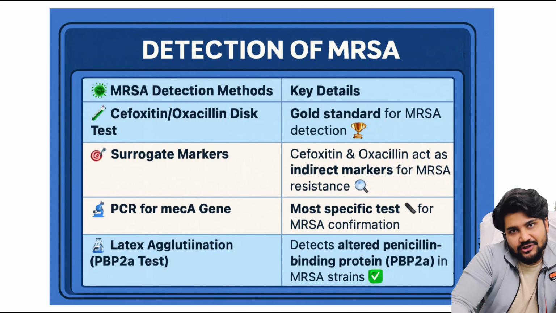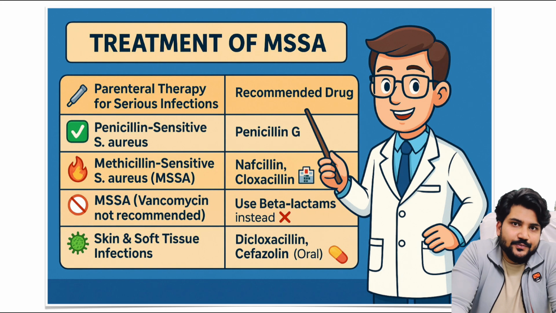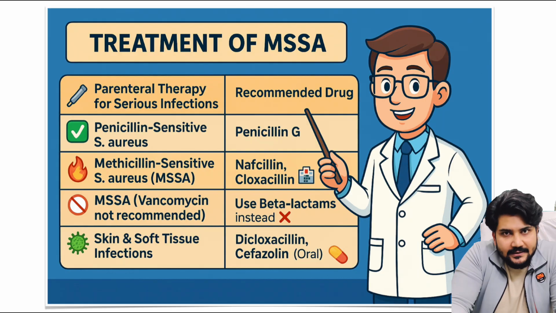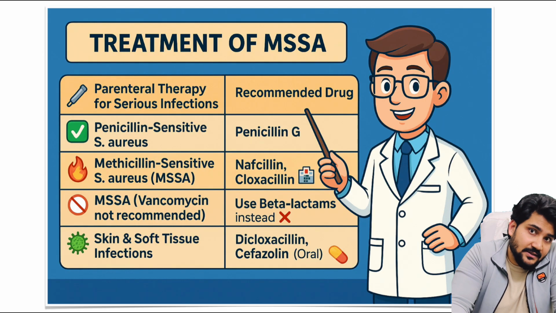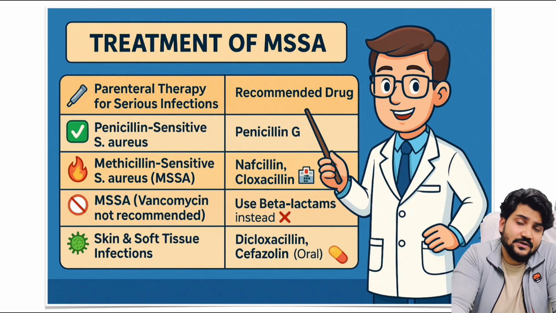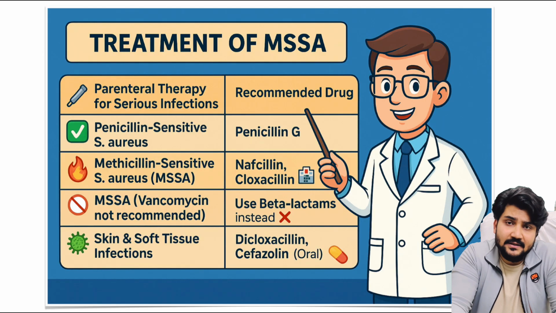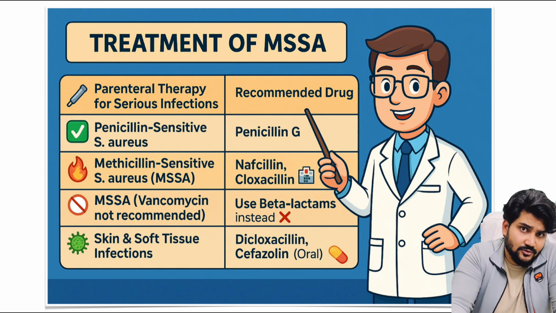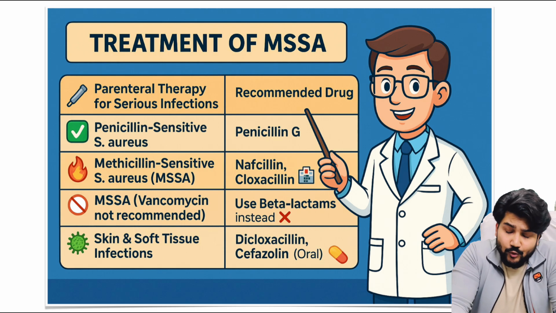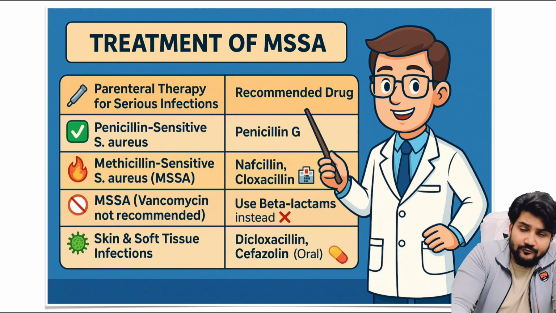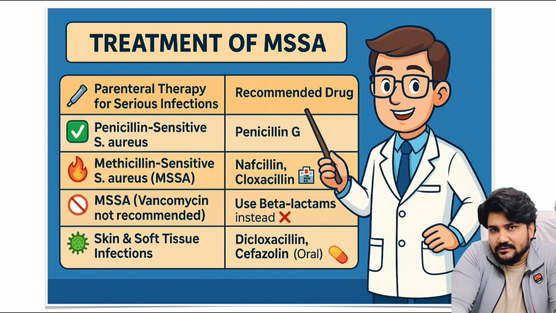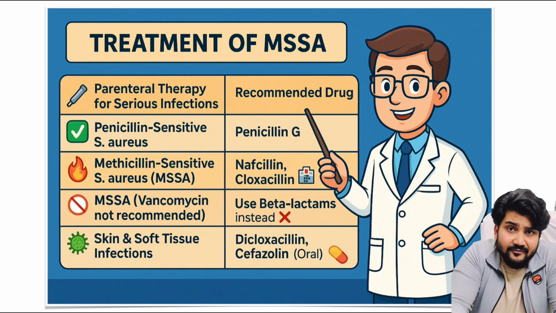Now the treatment. Before going to the treatment of MRSA, we need to understand the treatment of MSSA. Whenever the culture result shows that this infection belongs to Staphylococcus aureus, whether it is a wound abscess or pus, and you get this through the lab report, then you have to find out whether it is Staphylococcus aureus sensitive to methicillin or resistant to methicillin, because the line of treatment is completely different.